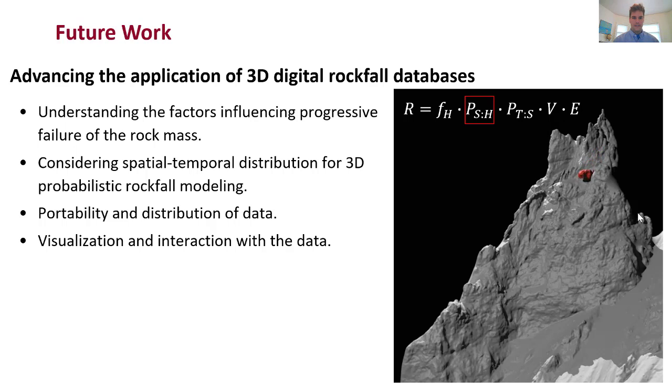Some more future work is advancing the application of 3D digital rockfall databases, especially for 3D models. So here you're seeing this model of a fragmental rockfall. And so we can measure this frequency portion of the risk equation, but using rockfall models, we can get the spatial part of the equation. So figuring out whether a rockfall is going to reach the track or not. So understanding the factors influencing the progressive failure of the rock mass is one thing we're going to work on. We're going to work on considering the spatial-temporal distribution for 3D probabilistic rockfall simulation, working more on the portability and distribution of data, as well as the visualization and interaction with our data.